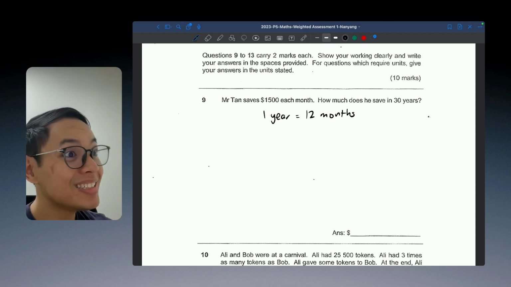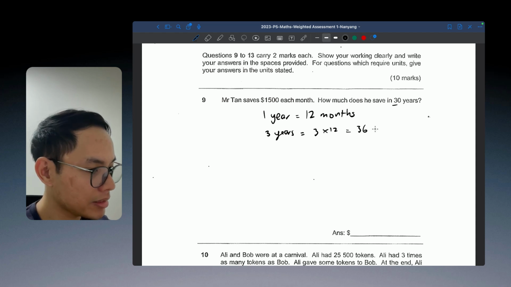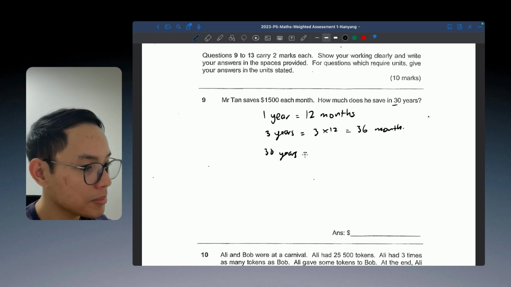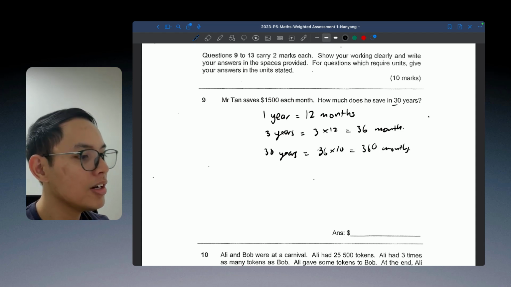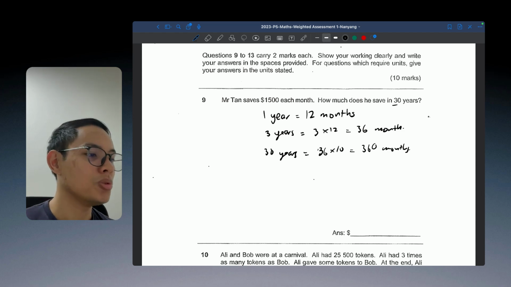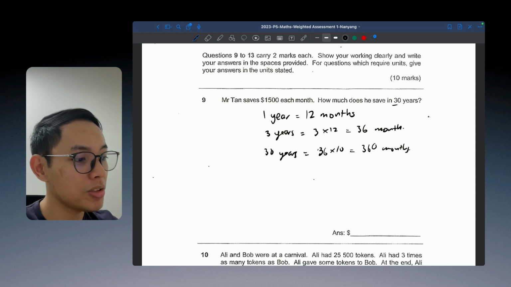Okay, now what about 30 years? All right, so we can say 3 years. Let's simplify as much as possible. 3 times 12, which is 36 months. Now if I were to put 30 years, then you just times 10, right? 36 times 10, which is very simple, 360 months. You can break it down like that, or you can just straight away do 30 years times 12. I like to do this because it's better to have an easier way to see your mistakes along the way.